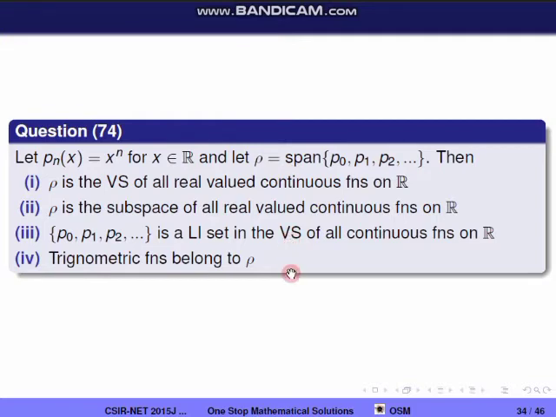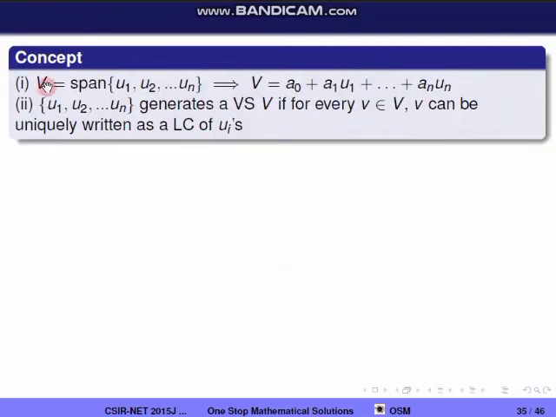We look into the concept used. V is equal to span of u1, u2, up to un implies V is equal to a0 u0 plus a1 u1 plus etc. up to an un. The set of all u1, u2, up to un generates a vector space V if every v in V can be uniquely written as a linear combination of the ui's. So now we'll move on to the question.